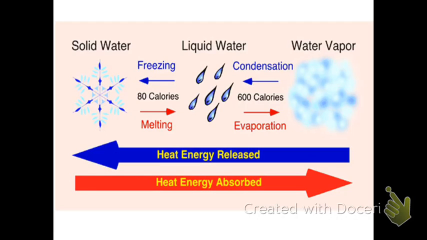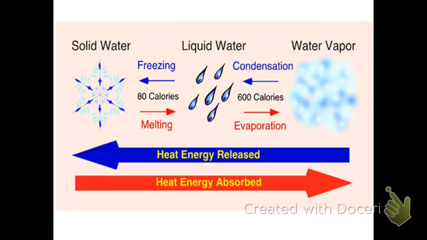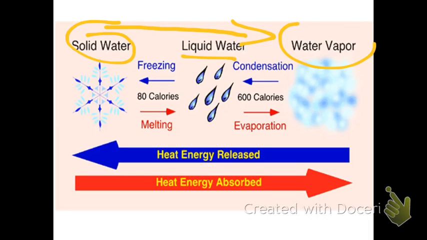First, as H2O cools from water vapor on down to solid water through the liquid state, heat energy is released to the environment. When it cools, heat energy is released to the environment. Conversely, when solid water warms to liquid and then evaporates to water vapor, heat energy is taken from the environment. It's absorbed into the H2O. So heat energy in this case, as it warms, is taken from the environment.